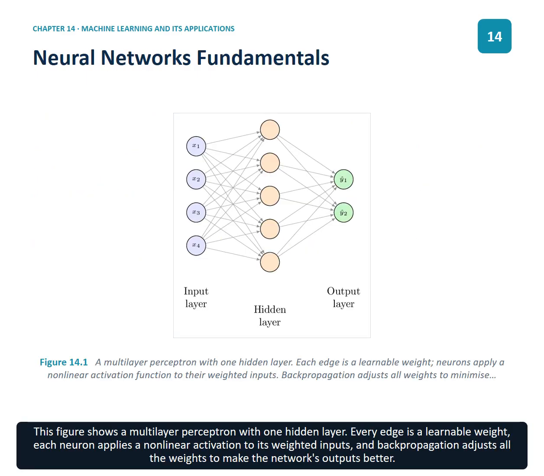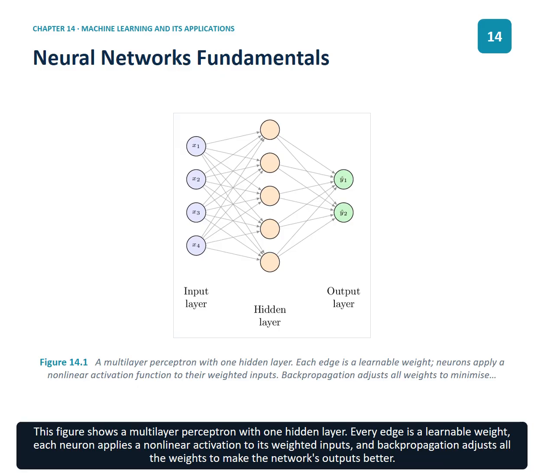This figure shows a multi-layer perceptron with one hidden layer. Every edge is a learnable weight. Each neuron applies a nonlinear activation to its weighted inputs, and backpropagation adjusts all the weights to make the network's outputs better.